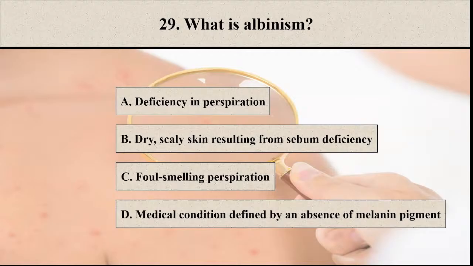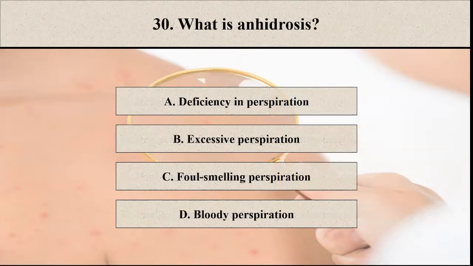What is albinism? Is it deficiency in perspiration, dry, scaly skin resulting from sebum deficiency, foul-smelling perspiration, medical condition defined by an absence of melanin pigment? If you chose D, medical condition defined by an absence of melanin pigment, you are correct.